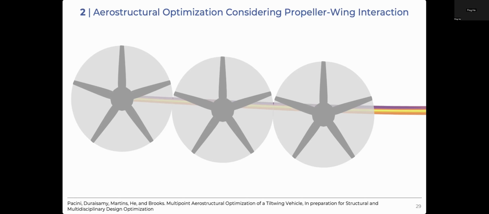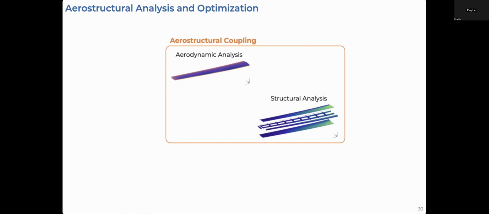Part 2, Aerostructural Optimization concerning propeller-wing interaction. This is more work from my PhD dissertation that we are working on publishing. Aerostructural analysis and optimization requires two coupled models. We have an aerodynamic analysis and a structural analysis.